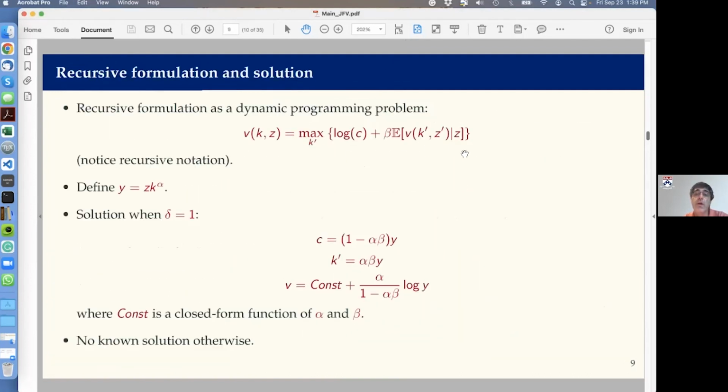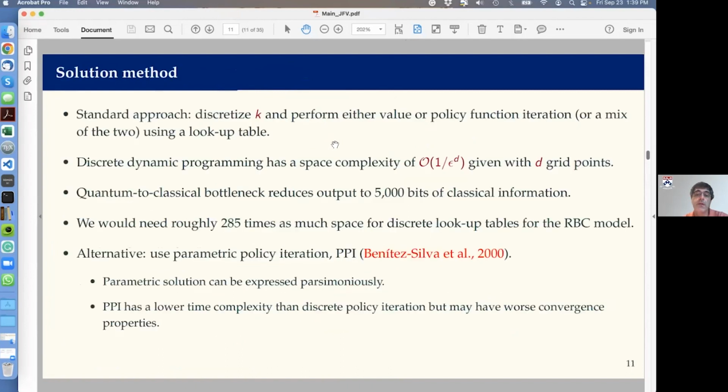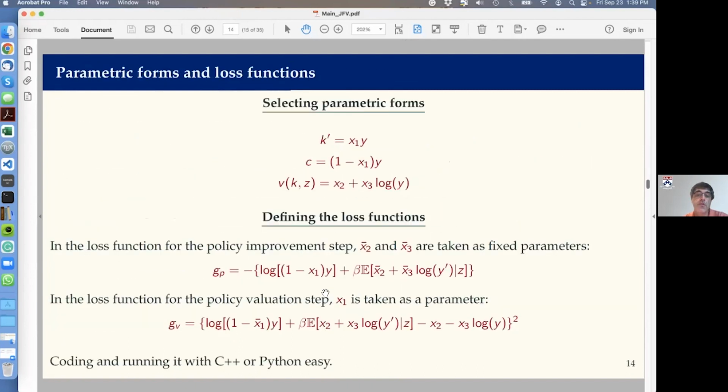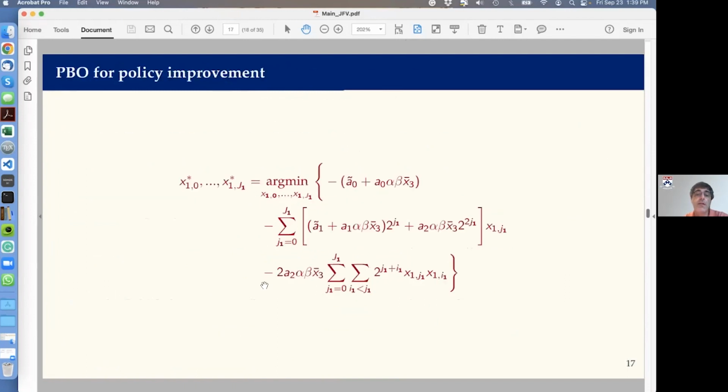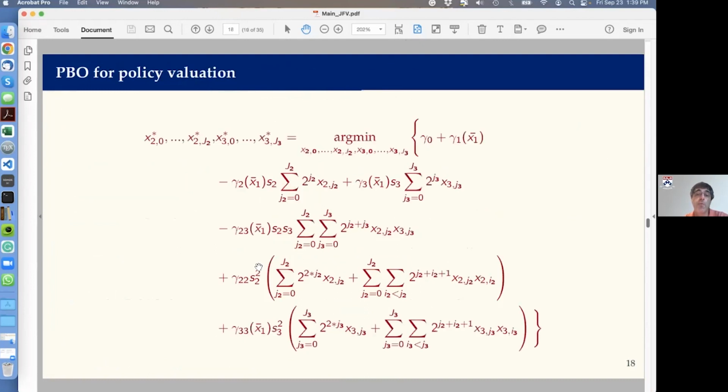because this is what I want to solve. I want to maximize the right-hand side of my Bellman equation. So I go from this to here, and from here to here using pseudo-Boolean functions, or Boolean functions. And I can see the same for policy evaluation.